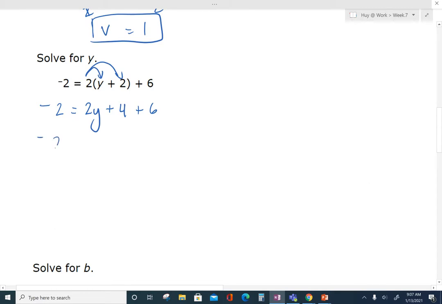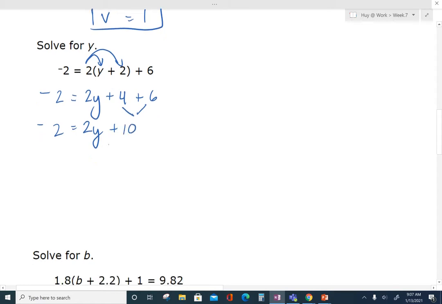I'm going to rewrite the problem again, this time combine the like terms. This is positive 4, because remember the sign comes with it. Positive 4 plus 6, that's a positive 10. Now I'm going to move the 10 to the other side. Negative 2 minus 10 is negative 12. Feel free to use a calculator, okay? You don't want to do all the right steps and just make a mistake on calculations.